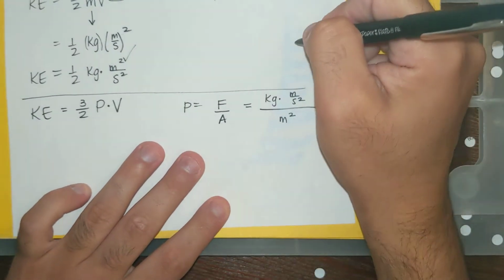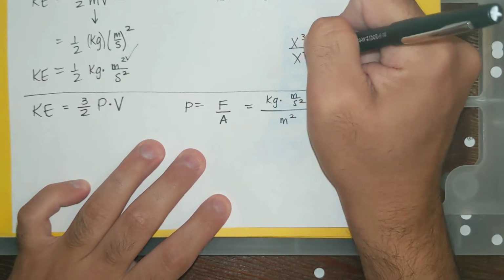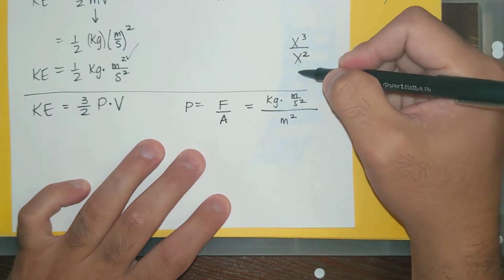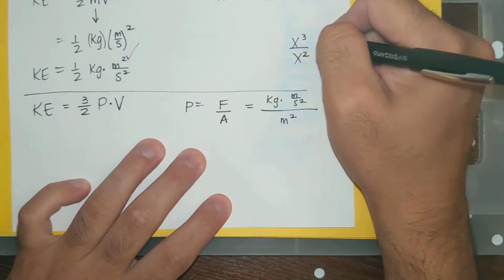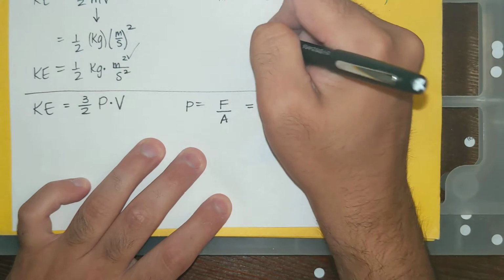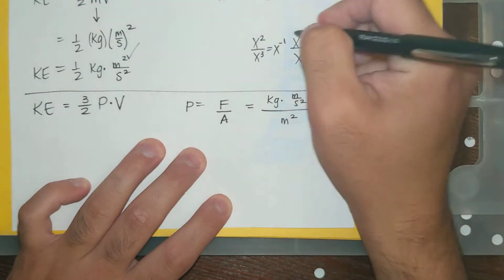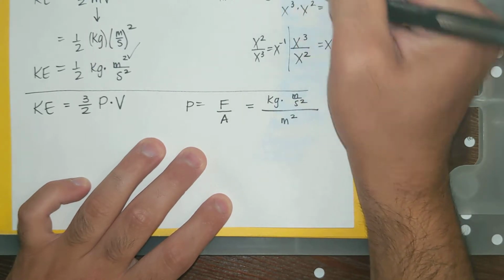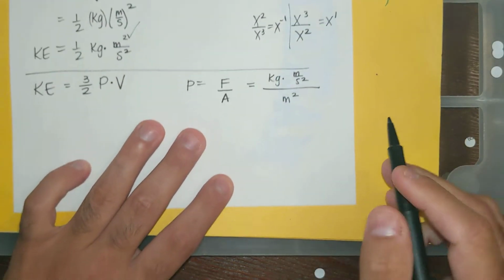Think about when you're doing algebra. If I had x cubed over x squared, how do I simplify that? If I have two variables with the same letter and different exponents, and I'm dividing them, I end up subtracting their exponents. That's x to the first. If I had x squared over x cubed, that would be x to the minus first. If I had x cubed times x squared, I add the exponents. That's x to the fifth. So just a little bit of an aside.